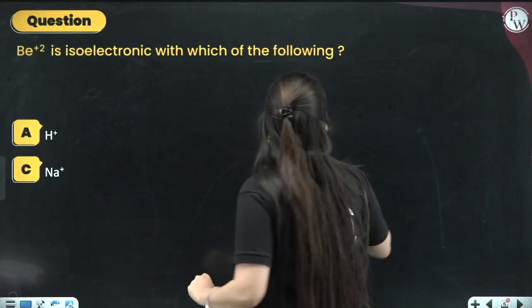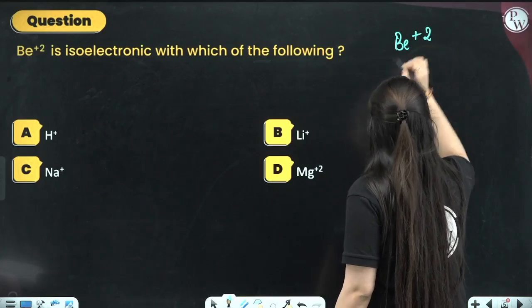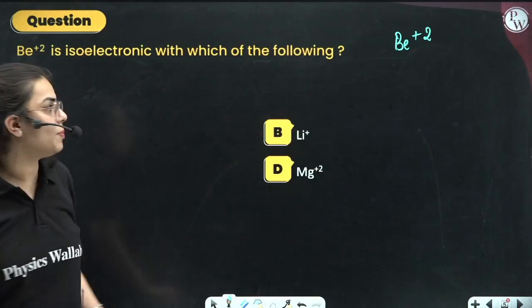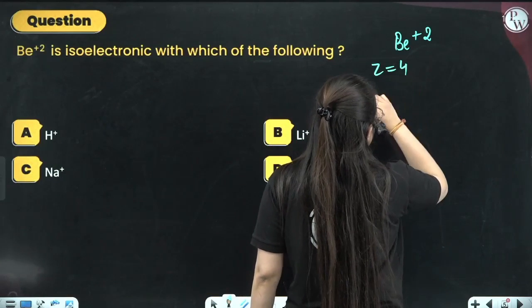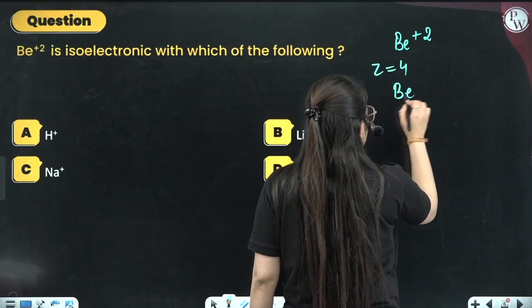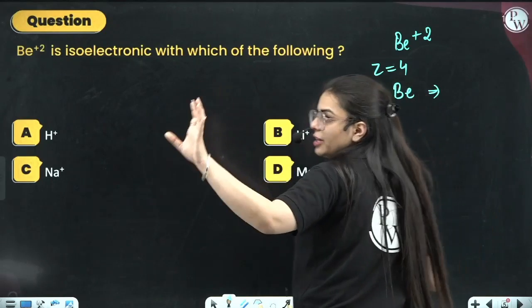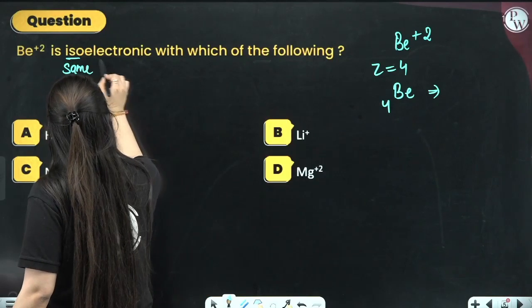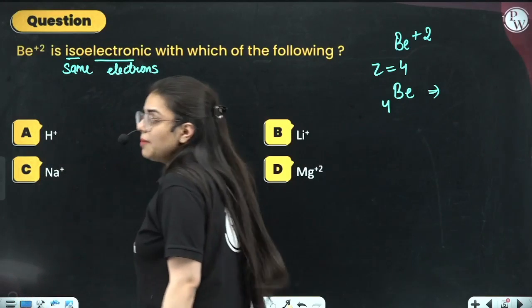Okay, so if I talk about Be plus 2, hydrogen, helium, lithium, beryllium, the atomic number is 4. Z is 4. Now if I talk about only beryllium, if Z is 4, what will be isoelectronic? We are again talking about iso. Iso refers to same. Electronic refers to electrons. Same number of electrons.